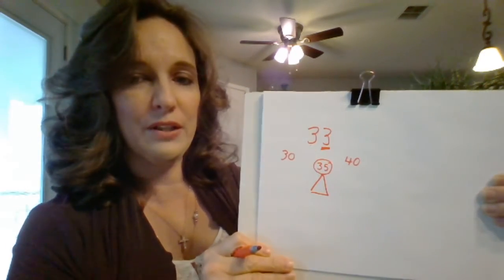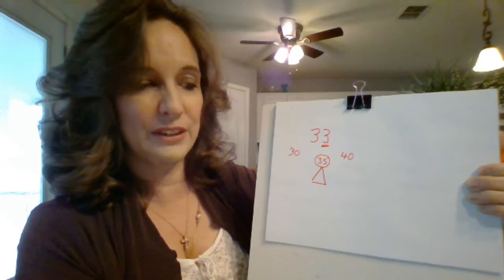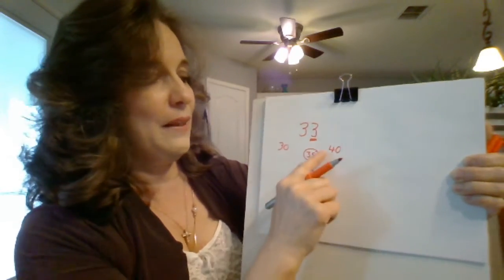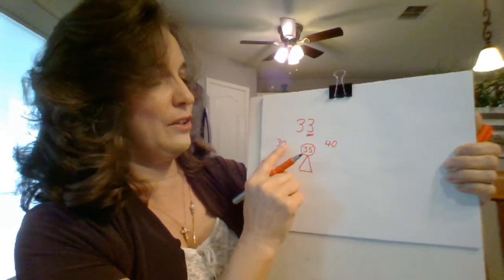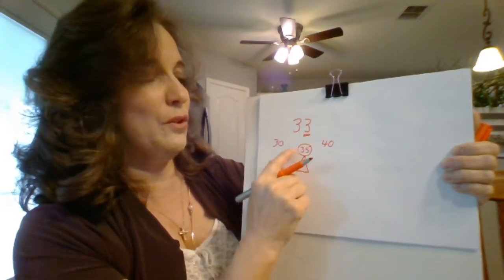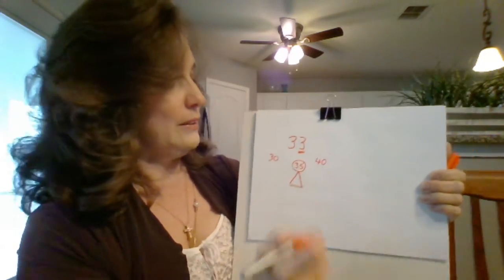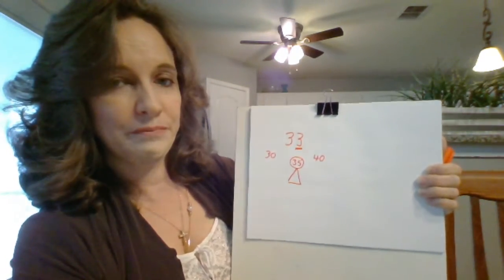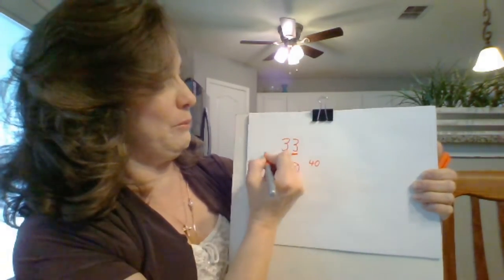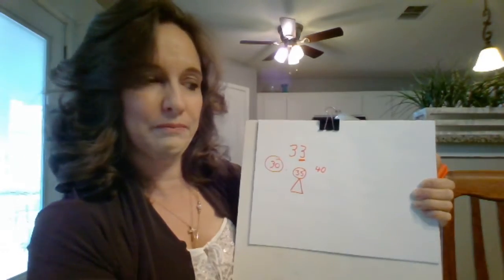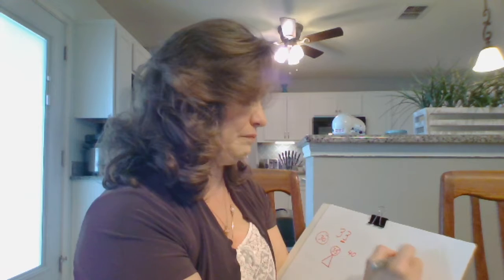If you go past 35, it's going to go to 40. So 36, 37, 38, and 39, they're past the halfway point. You're going to round to 40. But if it's 30, 31, 32, 33, 34, that's before the tipping point. You're going to round to 30. So what is 33? It's on this side of 35, so it's not past the tipping point, so it's closer to 30.